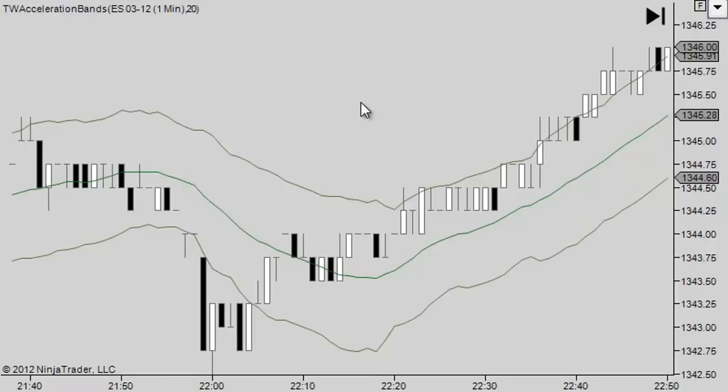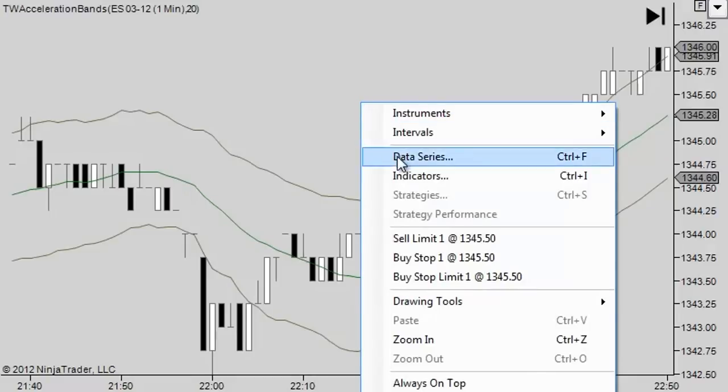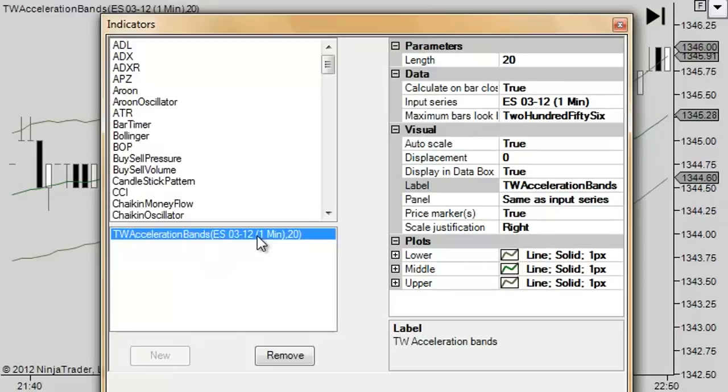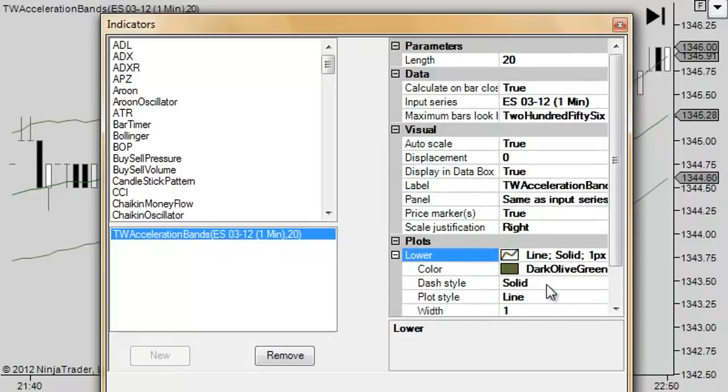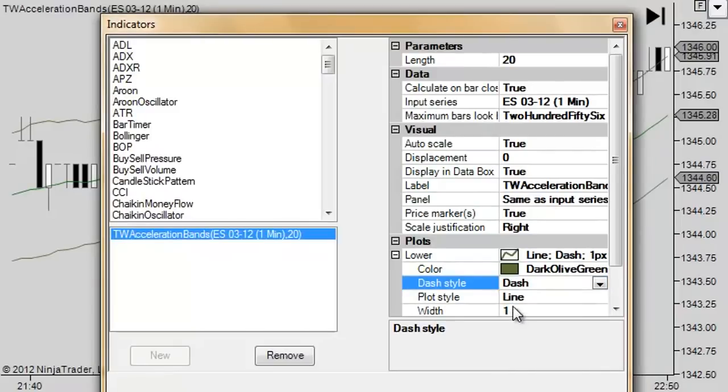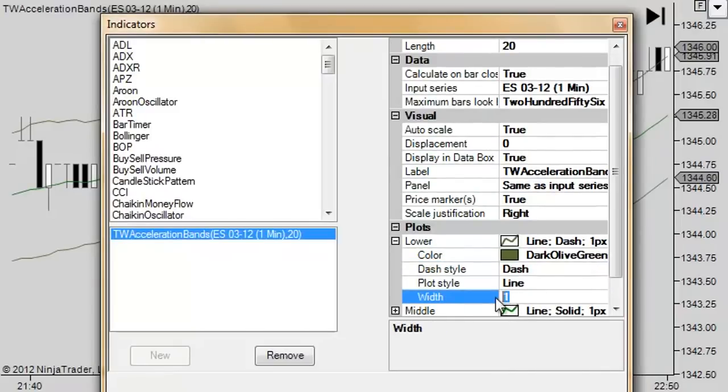Okay, traders, here we're going to take a look at the parameters box. First, I'm going to right-click on my charts. Then I'm going to left-click on indicators. Here we're going to find the TW acceleration bands indicator. I'm going to click there. And over here on the right-hand side, we have our parameters box. So here is the period or length. You can configure this. And then down below, you can also configure the lines, the upper and the lower bands, as well as the midpoint. So you can configure the color, the thickness, and the style of the line.